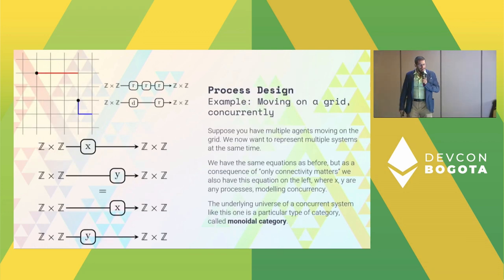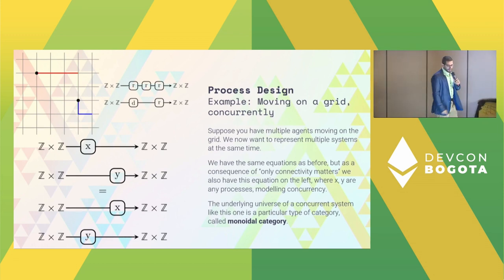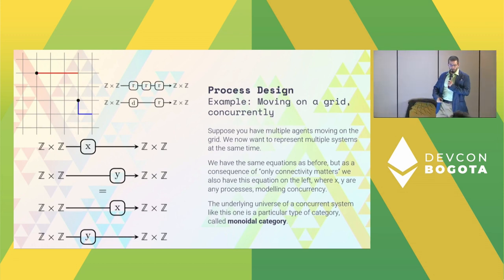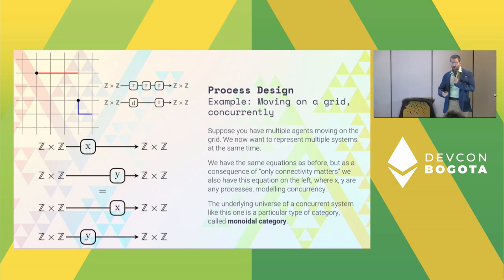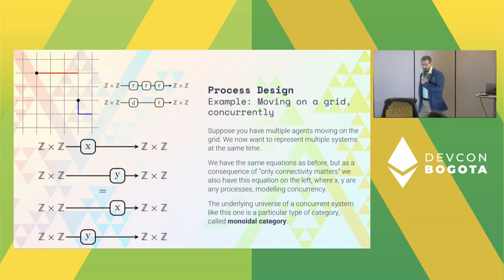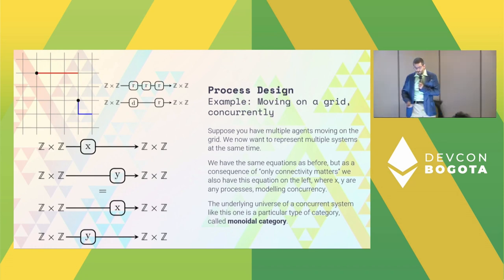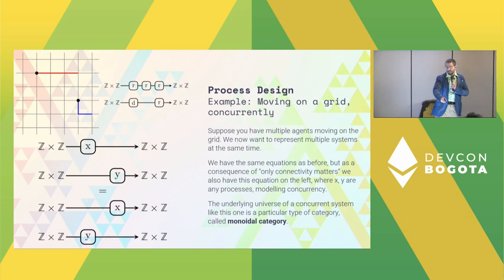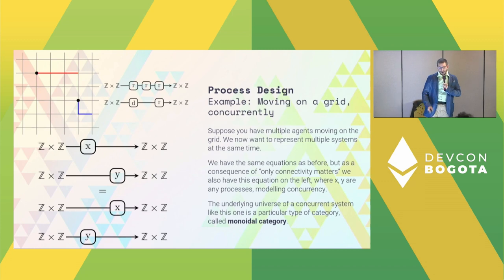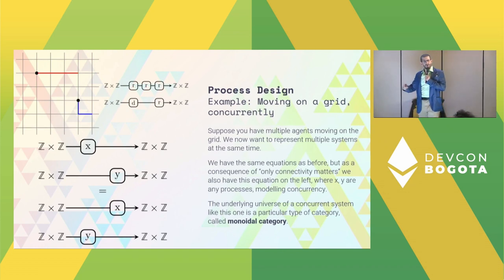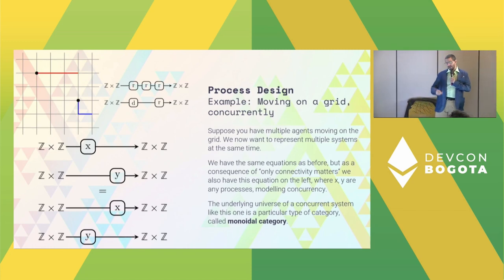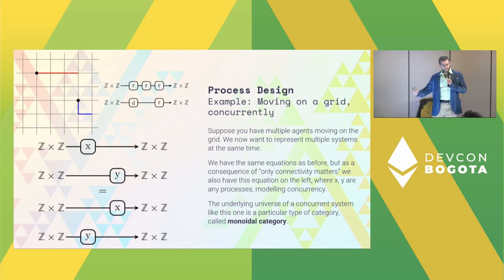Let's spice this up and let's do it concurrently. Now we have multiple agents wandering on this grid, and we want to model how they move. Intuitively, now we want to consider processes that happen in parallel. Like if I have two agents, for instance, I can have this process here that says agent one moves three times to the right and agent two moves down and then to the right. And now we see that new equations pop out.